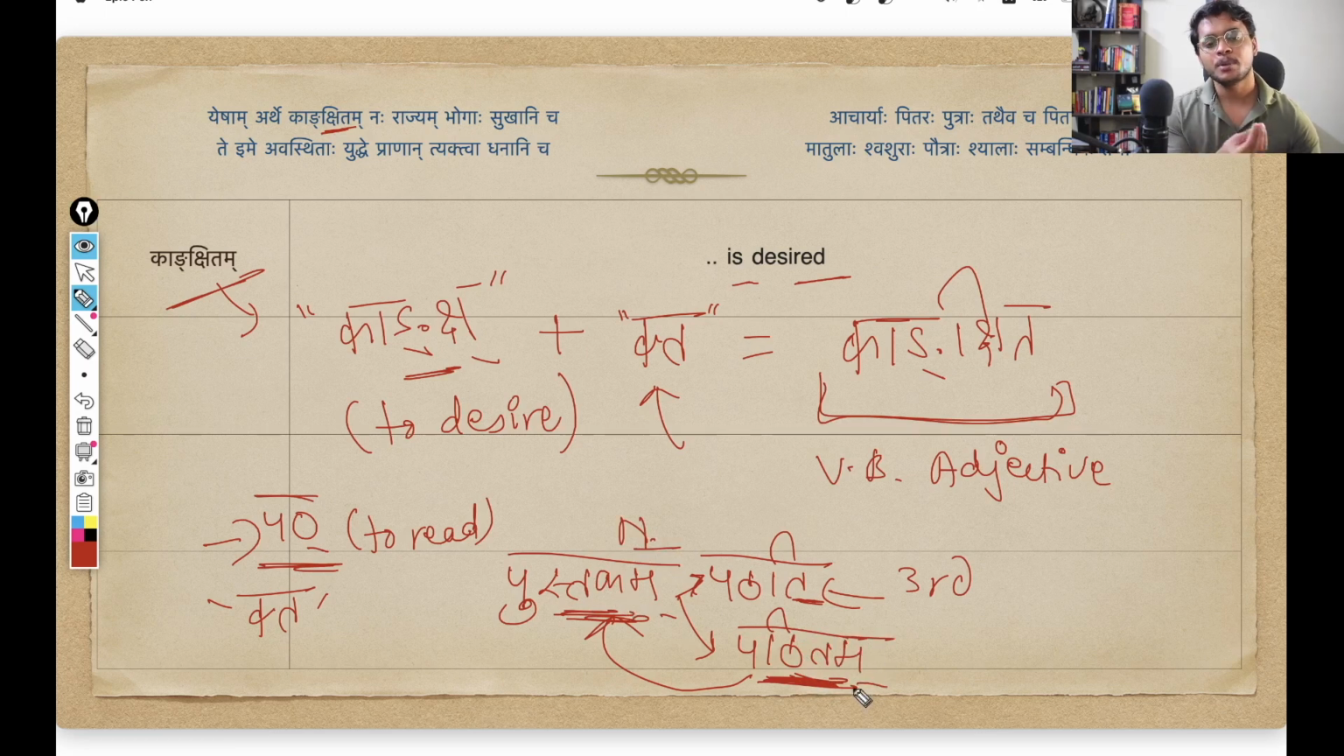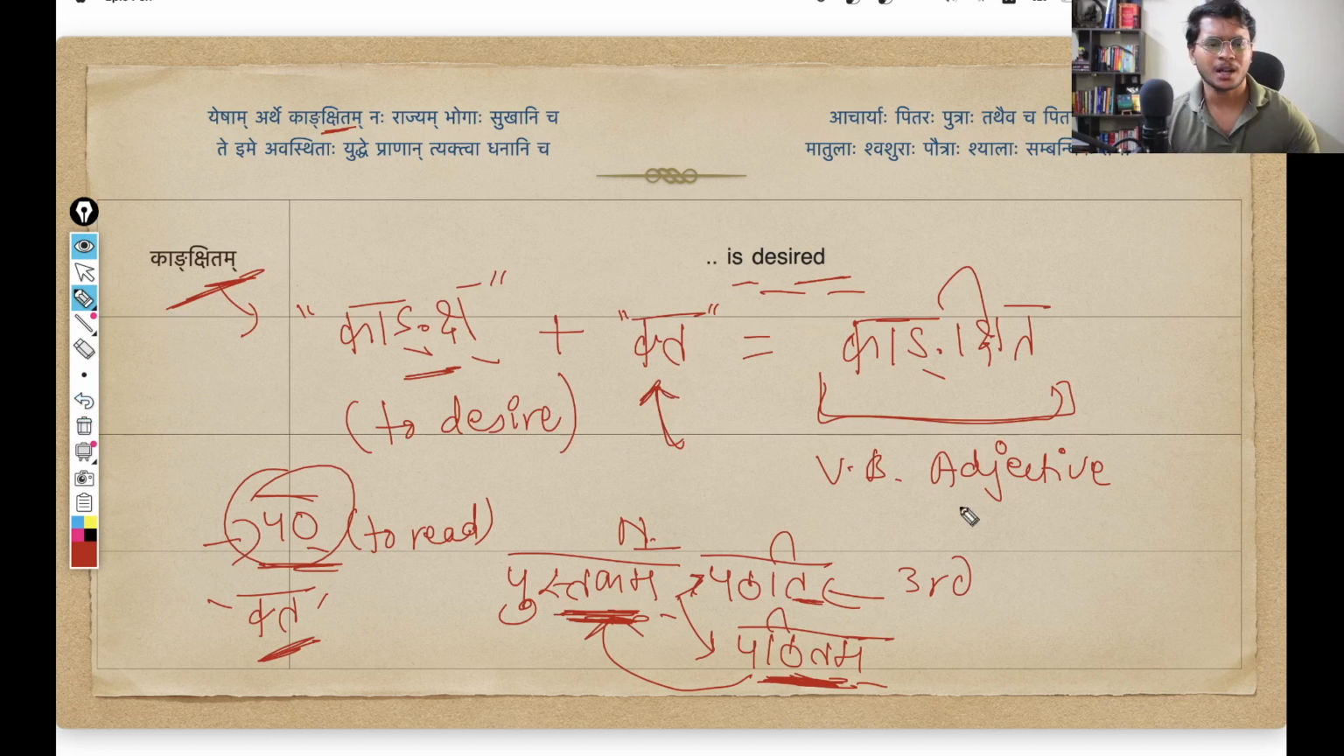And the pustakam pathitam, this will simply mean a book that was read. Something is desired, kangshitam. Patitam, something is read before, something was read. And here in this case, a book that was read. Kangshitam is desired, something that was desired. That is the sense here. So I hope this ta suffix is very clear now.